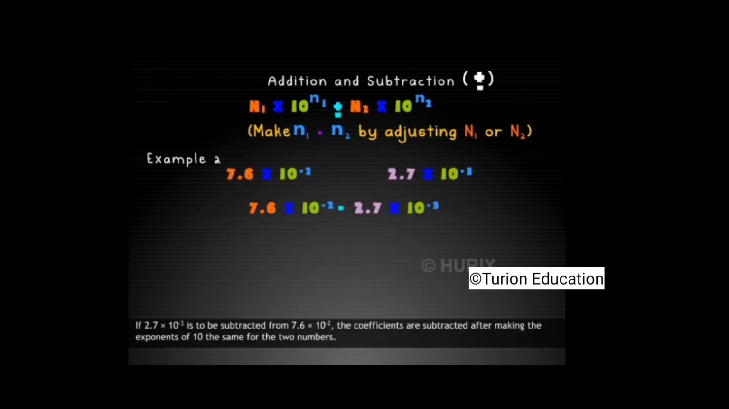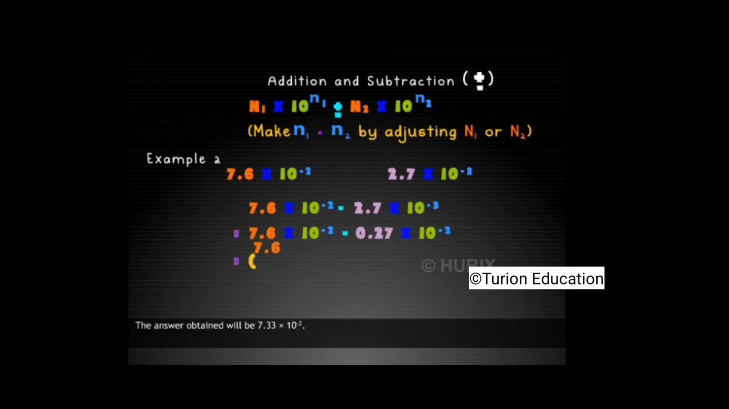If 2.7 into 10 raised to minus 3 is to be subtracted from 7.6 into 10 raised to minus 2, the coefficients are subtracted after making the exponents of 10 the same for the two numbers. The answer obtained will be 7.33 into 10 raised to minus 2.